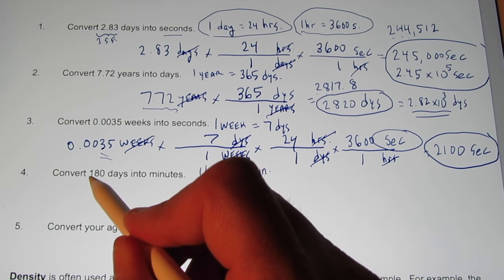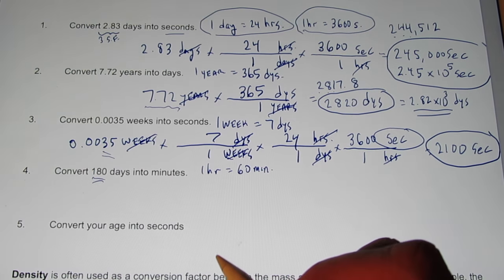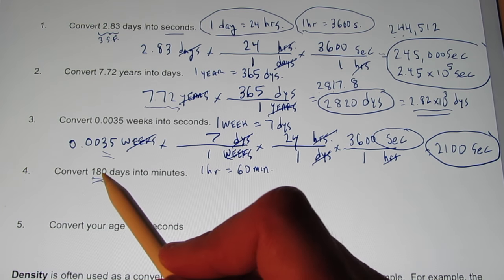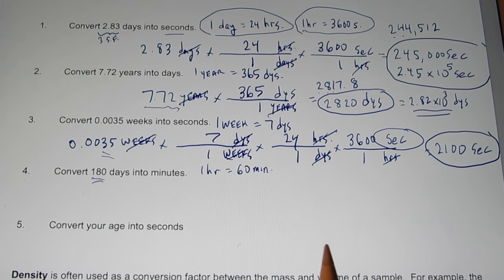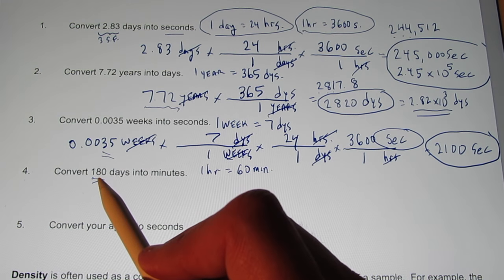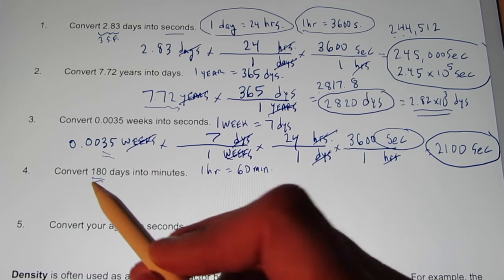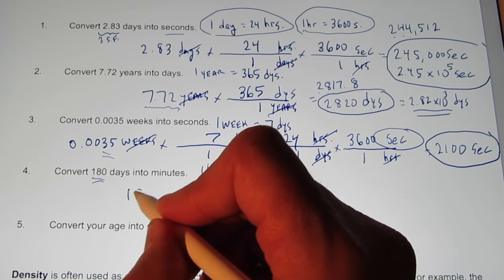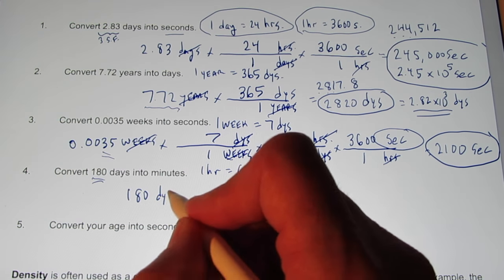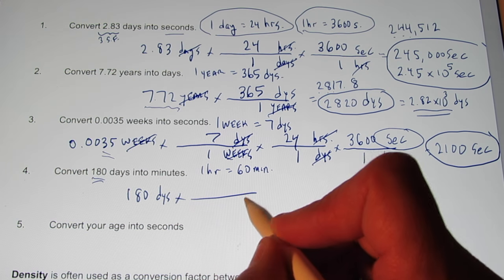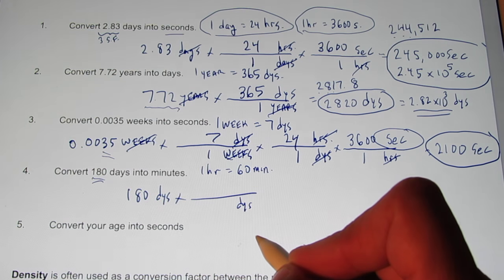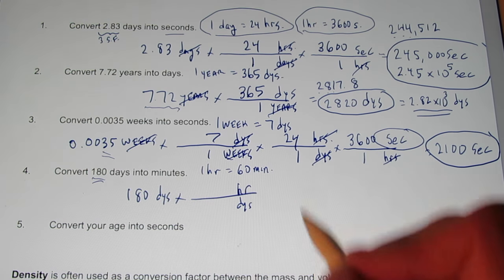Looks like I have two sig figs here. 180 days has two significant figures. That 0, once again, is a placeholder. I could write that as 1.8 times 10 to the second. Only two sig figs in that measurement. So 180 days, and we're going to put days on the bottom. We're going to put hours on top.